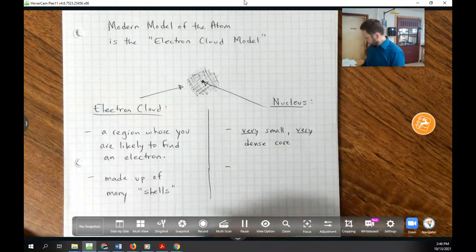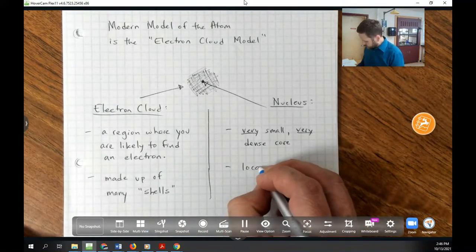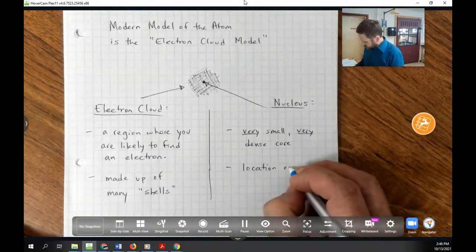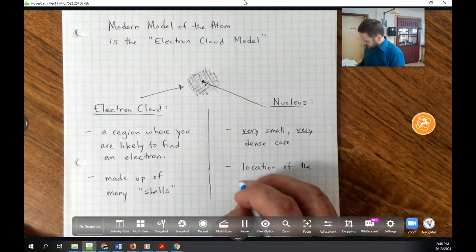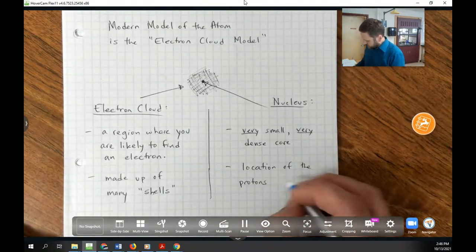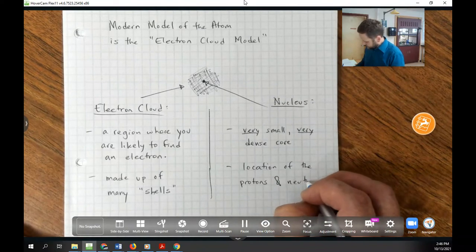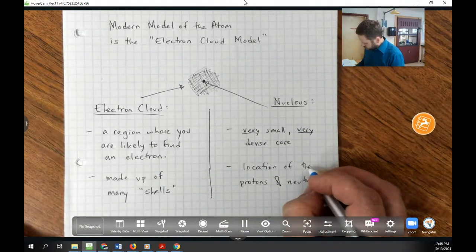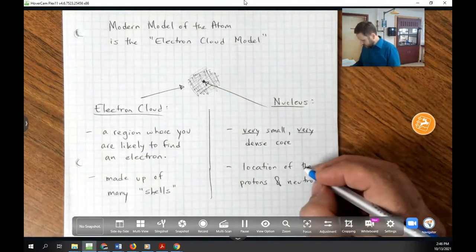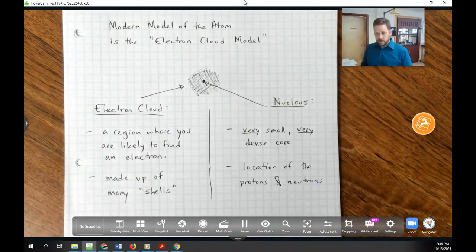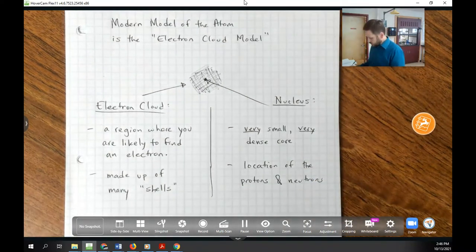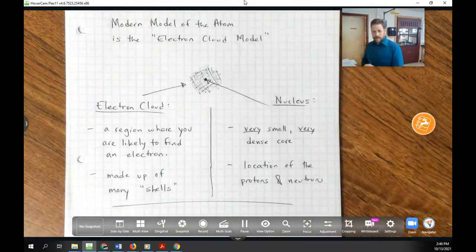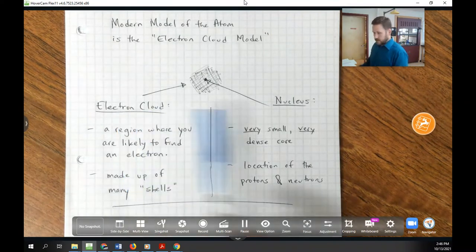And I also want to note that this is the location of the protons and neutrons in an atom. So the protons and neutrons are located in the nucleus. That's the modern model of the atom, the electron cloud model, and we have two regions here, two regions of the atom: the electron cloud and the nucleus.